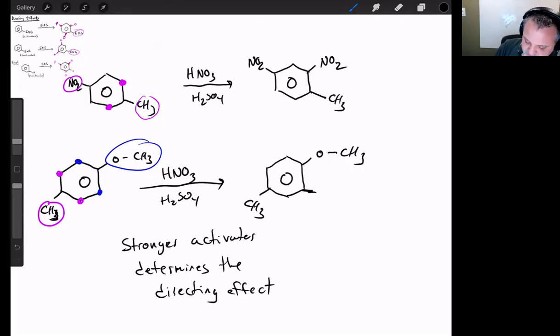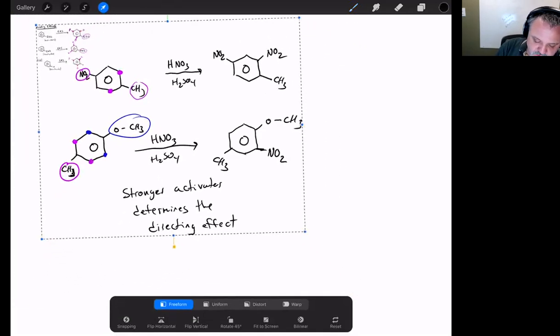And so that means that the nitro group adds at the blue position because the methoxy group is more strongly activating than the methyl group. And so that's when it really comes down to it. You have to decide which one is the stronger activator.